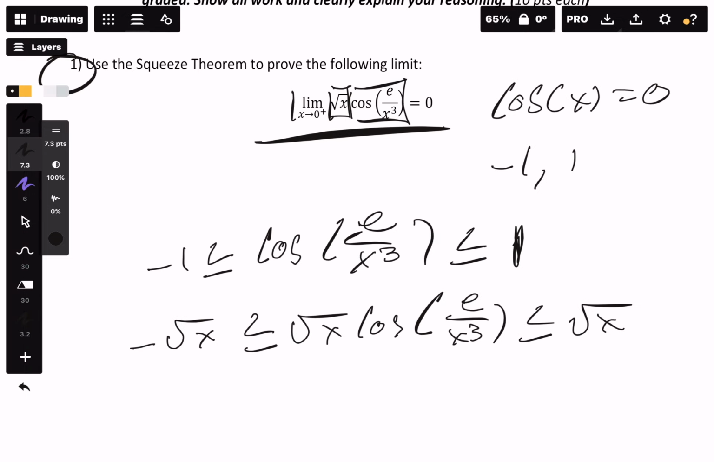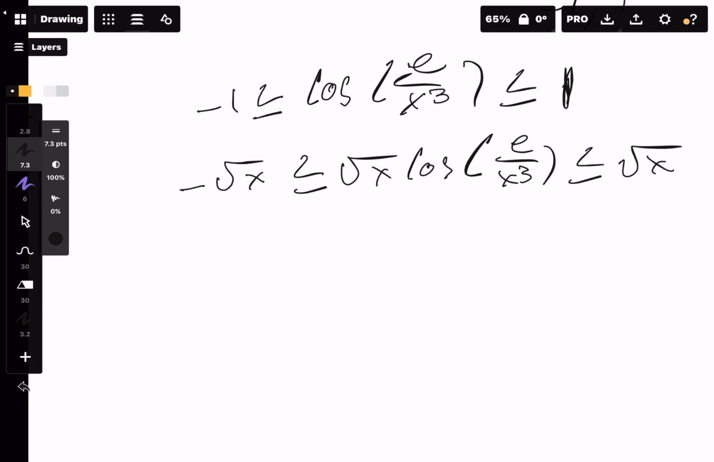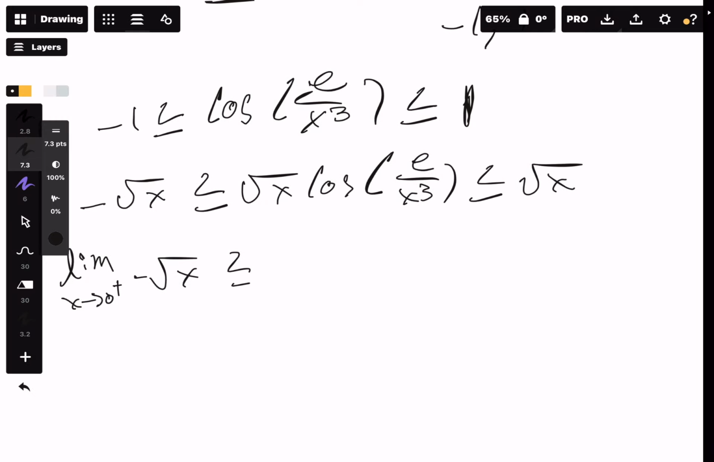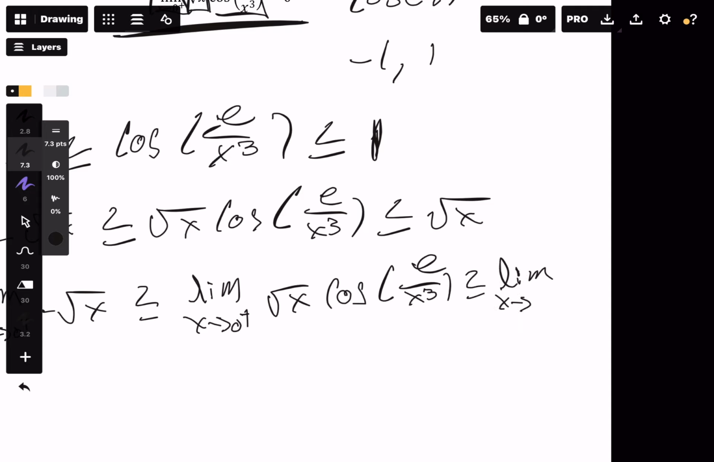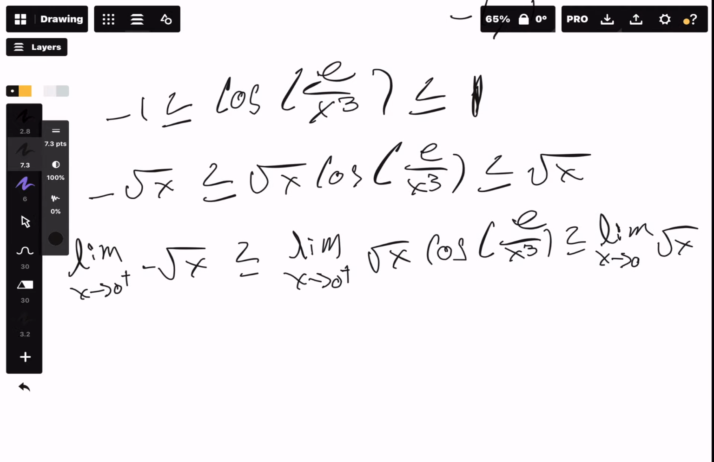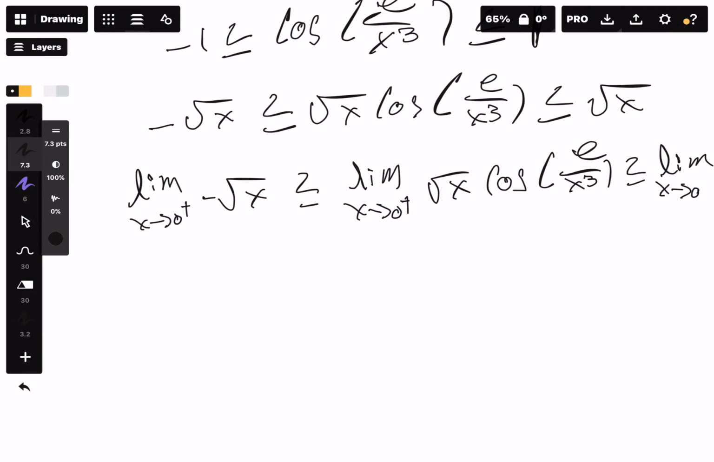Now we're missing one more variable, the limit. So now we have to multiply it all across. So we have the limit of x approaching 0 from the right of negative root x, less than or equal to the limit of x approaching 0 from the right of root x cosine of e to the x cubed, less than or equal to the limit of x approaching 0 of root x. Okay, now we can evaluate.